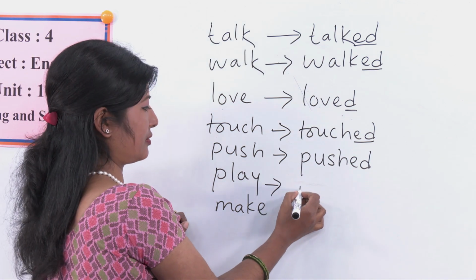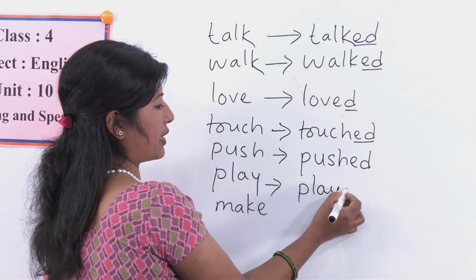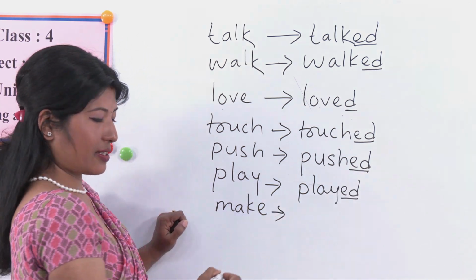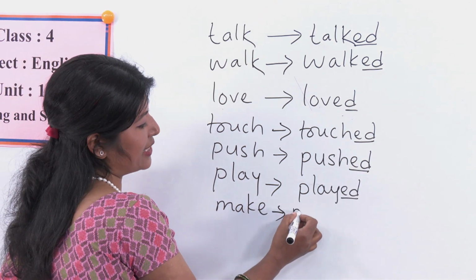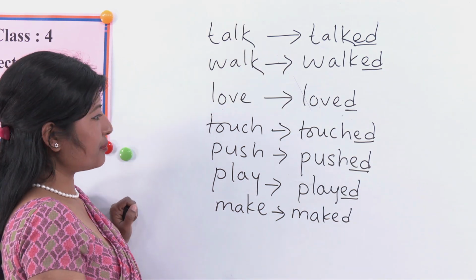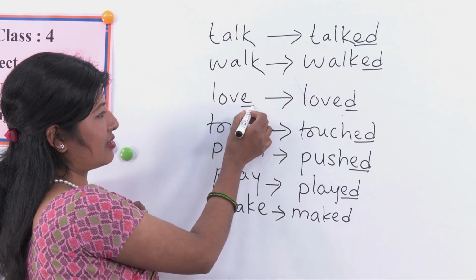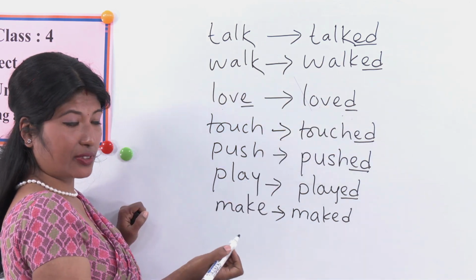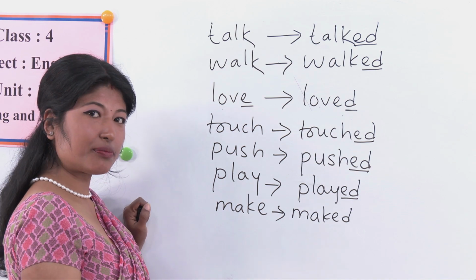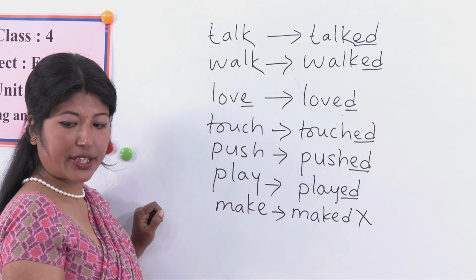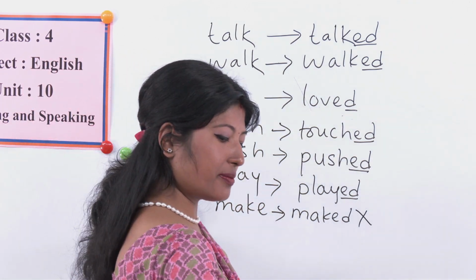Play. Played. Ed. Make. Can we write maked? Is it right? As we added e ending d. Love, loved. Can we add just d over here? Obviously not, right? Because the form is another.